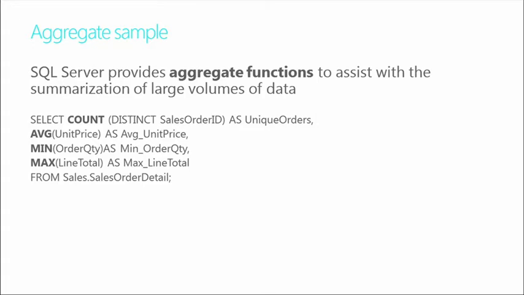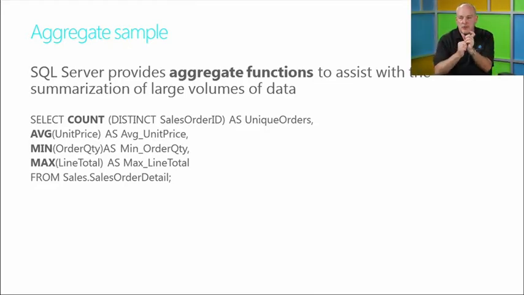This example does a select count distinct sales order ID as unique orders. What this AS does is just give it a different column header. So it's just going to do a count of all distinct sales order IDs. If I've got a sales order ID of 1, 2, 3, and 10 line items in that, it's only going to count it once. That's that unique sales order ID.